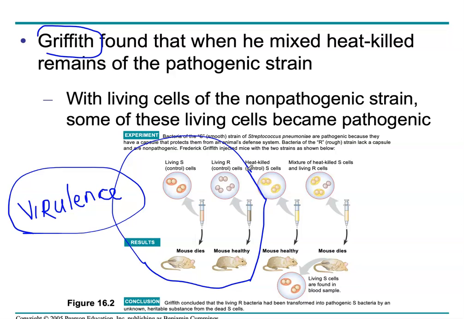And next, what he did was he heat killed the S bacteria. When you heat kill something, proteins denature, so the bacteria is killed. The capsule is also made out of protein. Everything is denatured. And then he injected the mouse with heat-killed bacteria. Once he injected it with heat-killed bacteria, the mouse was alive. Then he took a bunch of the heat-killed S bacteria and mixed it with R bacteria. Bacteria are capable of doing a process called transformation.